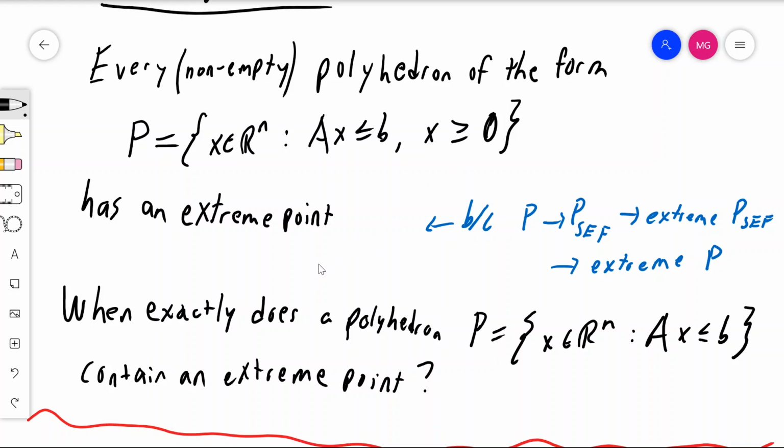But what about if we aren't sure whether we have variable non-negativity? What if we just have the less than or equal to constraints? Maybe the variable non-negativity is part of those, but also maybe it's not.